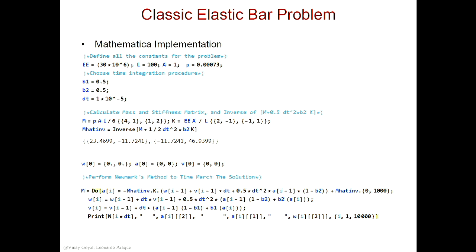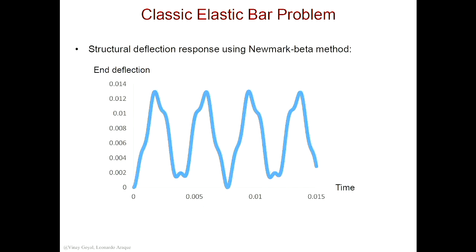And then I did a do loop here. It doesn't look pretty in Mathematica, but I just plugged it into the formulas I showed you. And in sequence, I got W, the displacements, and velocities. I printed it and then imported the results into Excel. This is what I got for the end deflection. So the end deflection as a function of time got me this. And that's sort of what I expected for the Newmark beta method.